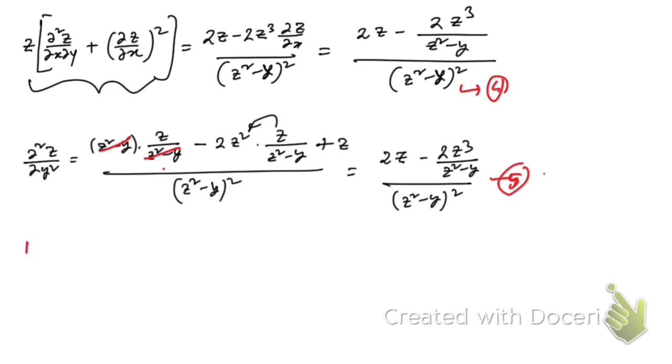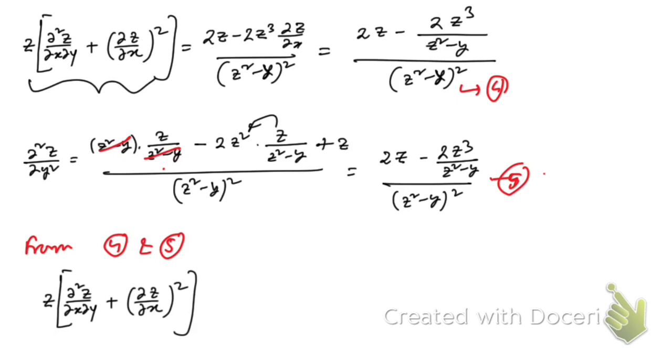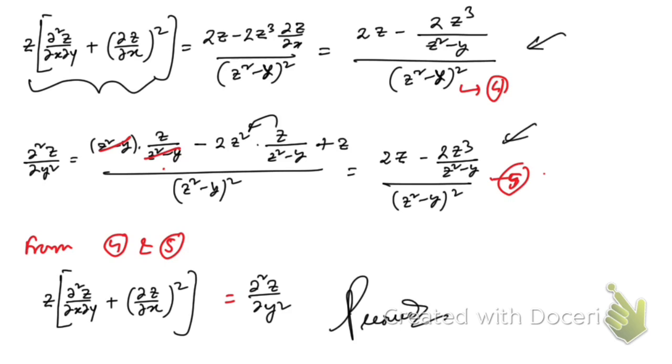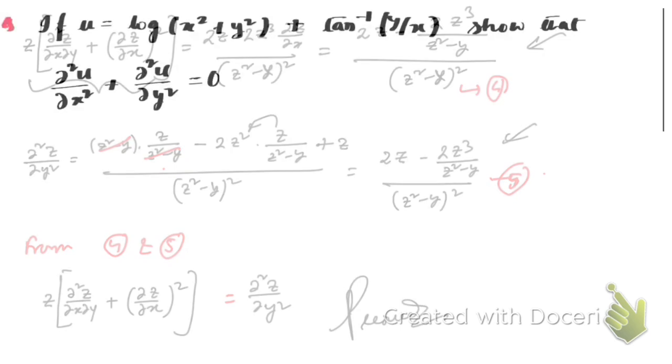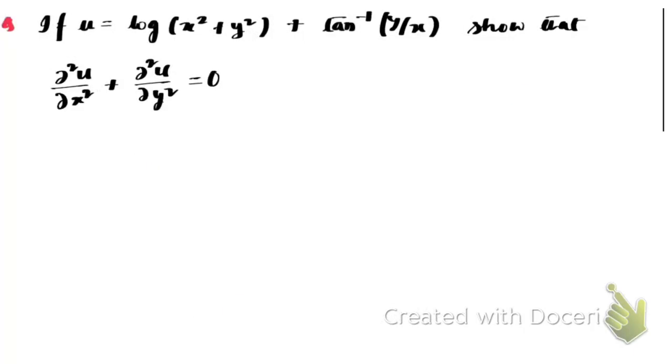So from 4 and 5, what we have got, just wait, this is equal to this second order derivative of z with respect to y. So hence it is good, right? Because both the results are same we have got. So now let's move on to the next question. Now let's solve this question.